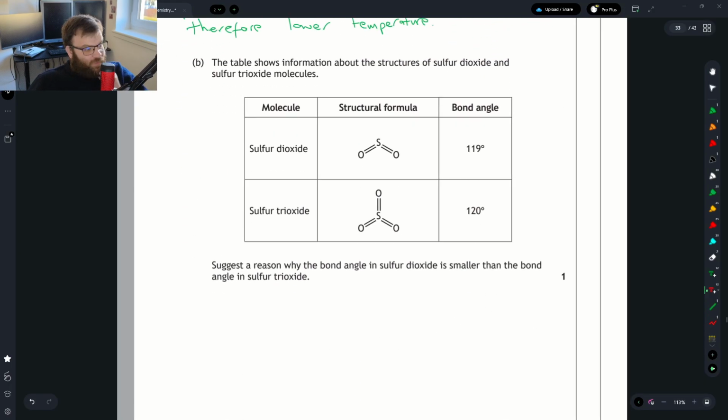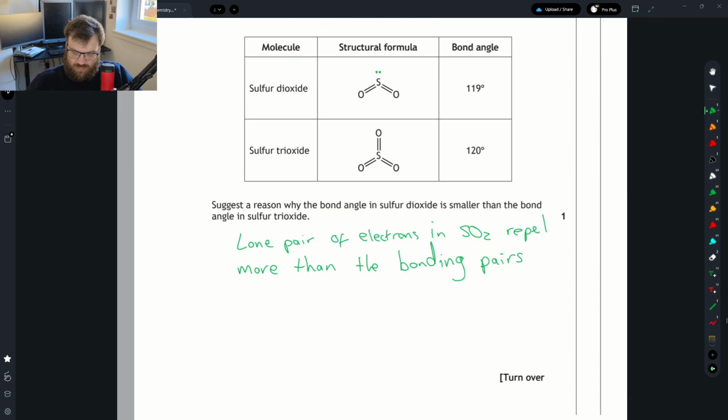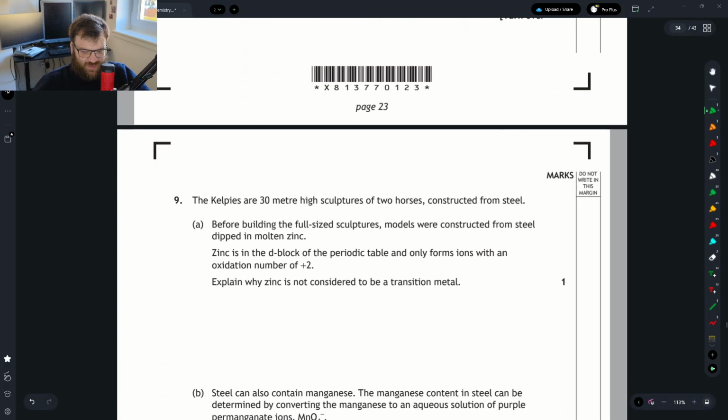Next one, we're asked about why there might be a smaller bond angle. When an angle is being squashed, that will be because there will be a lone pair of electrons from the sulfur pushing the oxygens away from each other. So the lone pair repels the bonding pairs, and that results in the smaller angle for the first one. Very slightly smaller, but it is smaller.